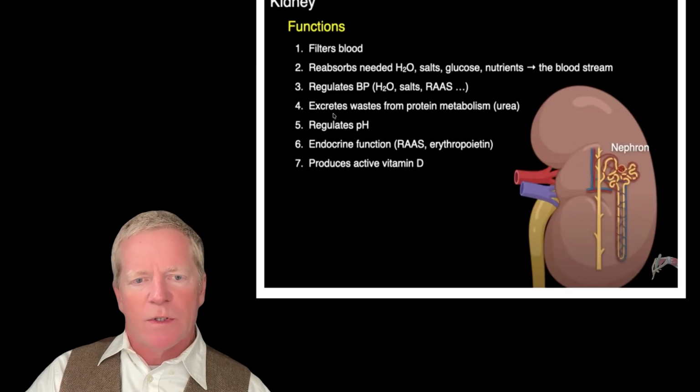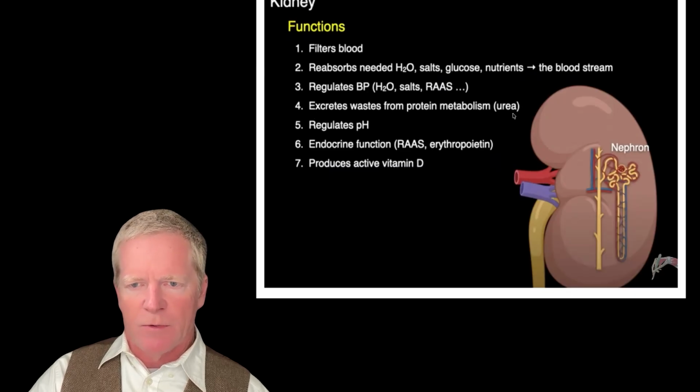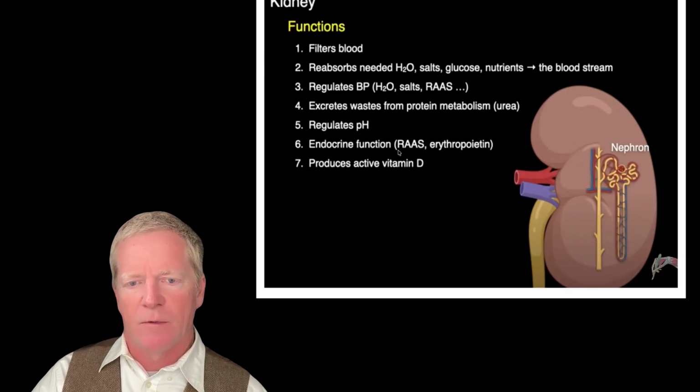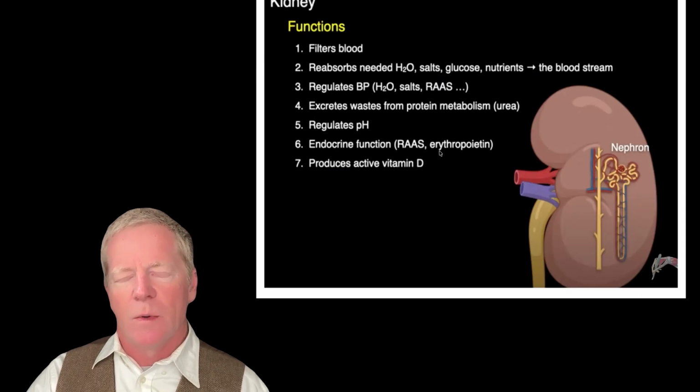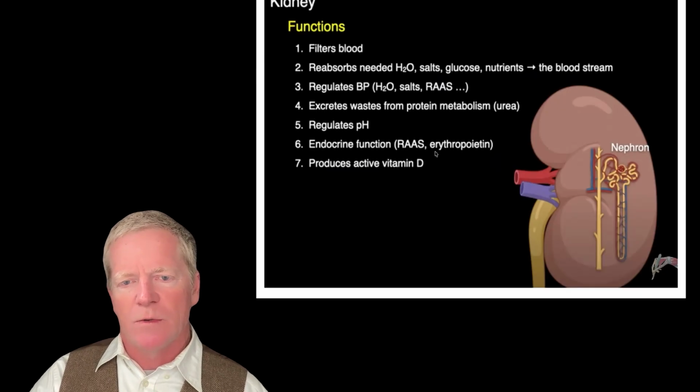Ultimately, the kidneys are responsible for excreting waste from protein metabolism. Most of that appears as urea in your urine. They also regulate blood pH, and have this endocrine function, again, the renin-angiotensin-aldosterone system. The kidney also produces erythropoietin, which is responsible for the growth of red blood cells and making sure you have enough red blood cells, and it can produce active vitamin D.